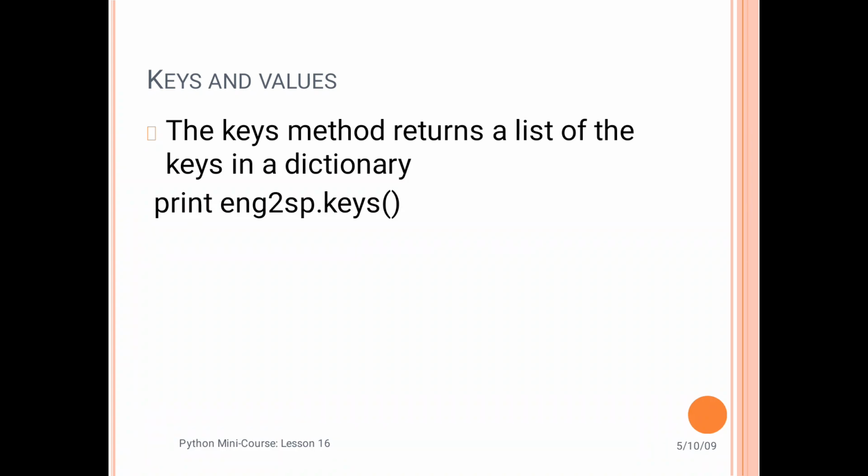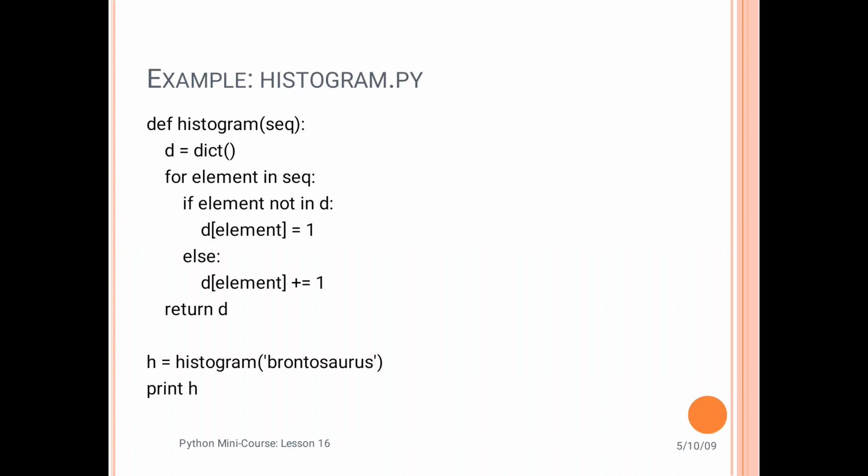The keys method returns a list of keys in the dictionary, using dot notation: dictionary.keys. For example, in this dictionary, if element not in dictionary, element equals 1, else element equals element plus 1. So return the dictionary value in the histogram and print H.